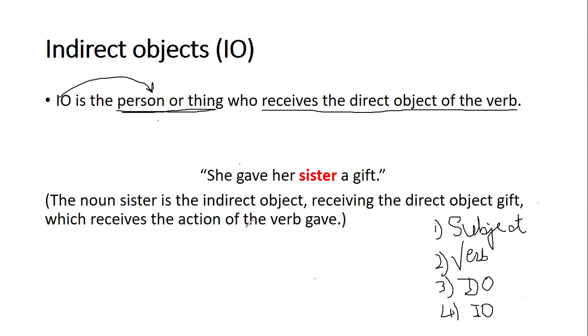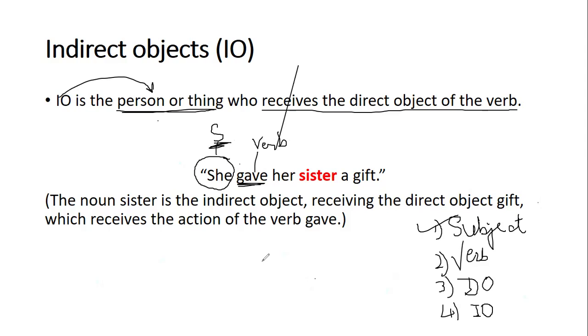She gave her sister a gift. The whole statement is revolving around she. So she is our first thing, the subject. It's a noun. So she gave her sister a gift. What is the action our subject is performing? She is giving. So gave is the verb, the past form of give.